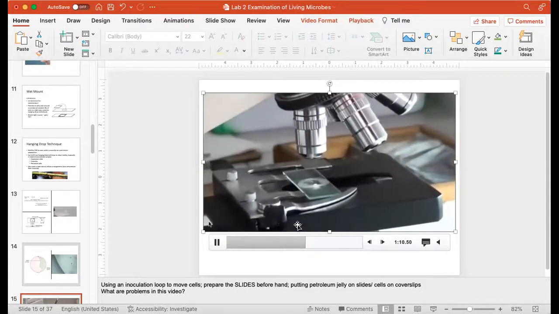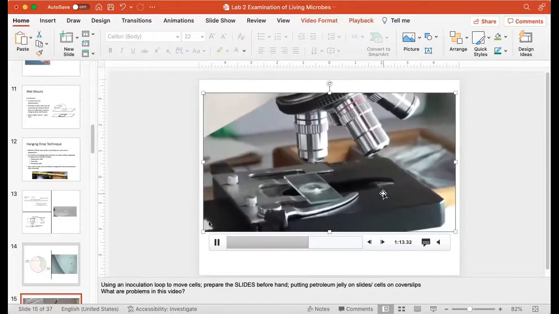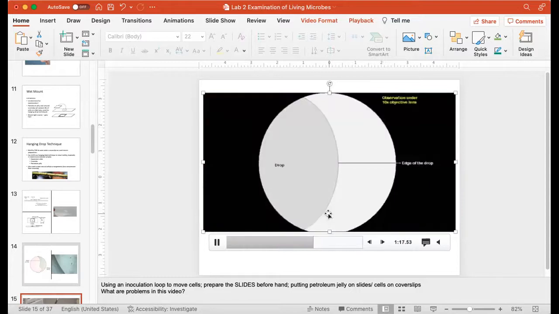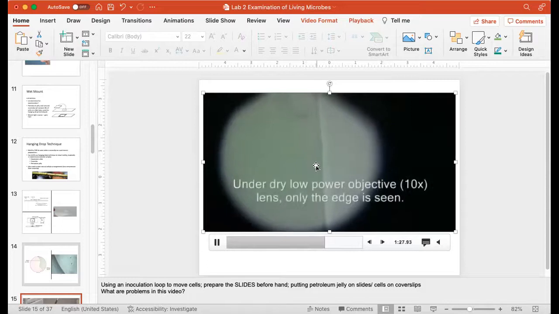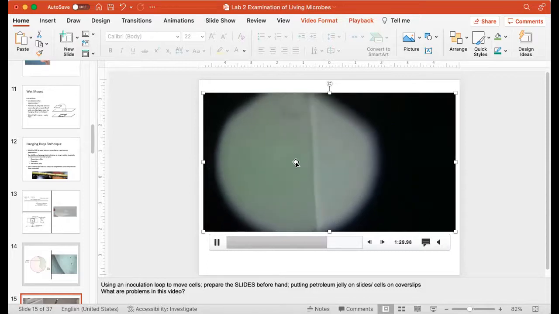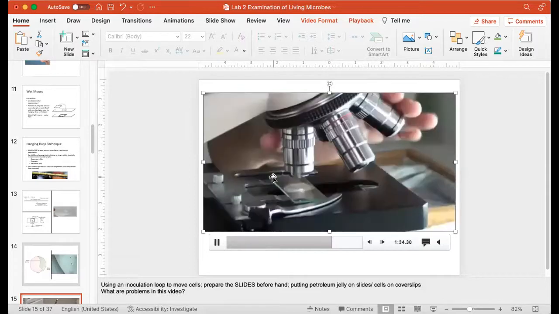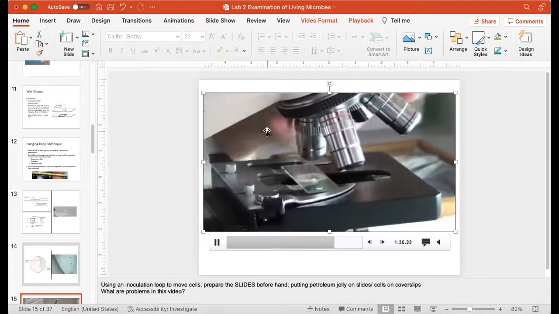Then we go over to the microscope and we go through the steps of how to focus a microscope. Remember, you bring the stage all the way up. Here's the edge of the drop. Here's the drop itself. Your best view is right at the edge. Now, this is very hard to see. It's not well focused. But in just a second, what we'll see is some cells.